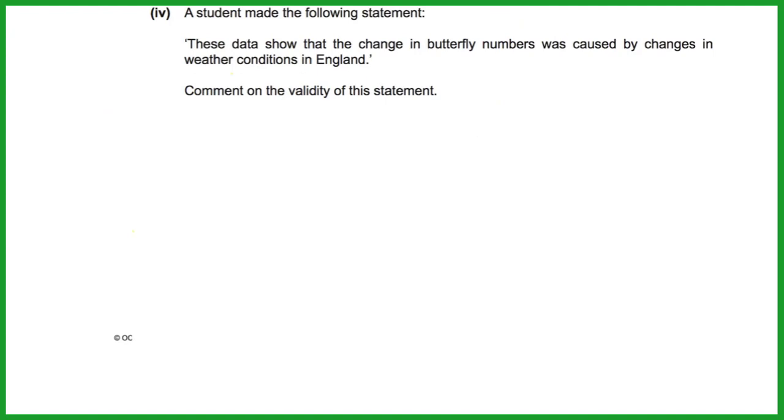So a student made the following statement: these data show that the changes in butterfly numbers was caused by changes in the weather conditions in England. Now it says England, but remember this study was only done in the north of England. So comment on the validity of this statement.